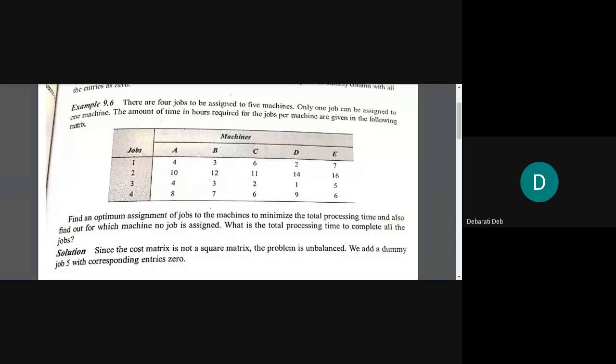No job can be assigned to one machine. Now, which is that machine to which the job cannot be assigned? That also we will have to find out. That is not a problem. When you assign in the final step, automatically that will come out. Okay. So let us see what to do.